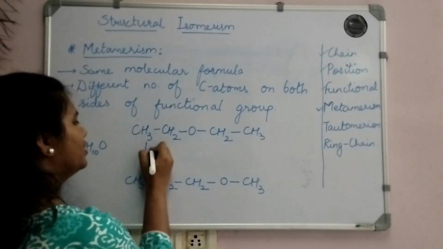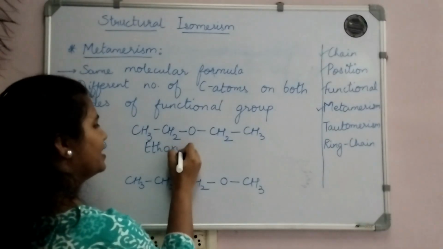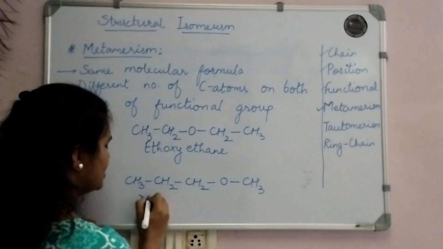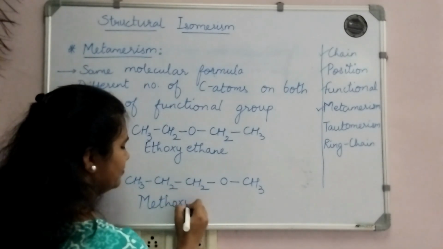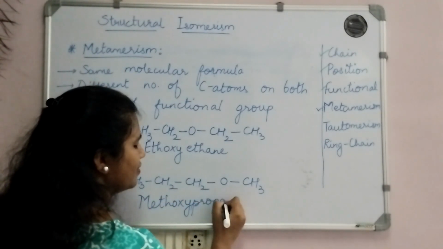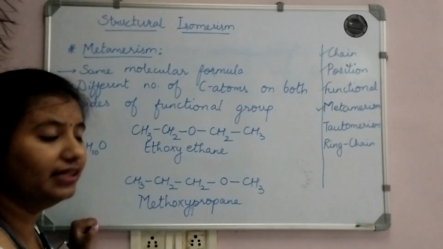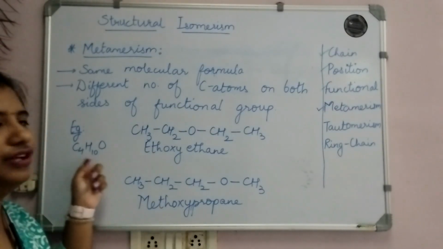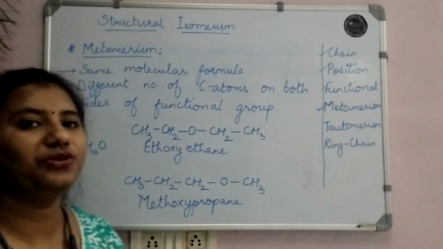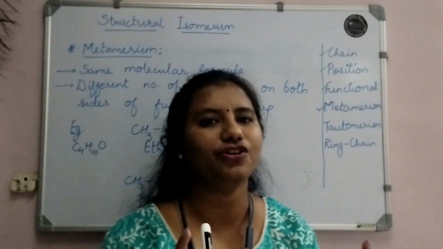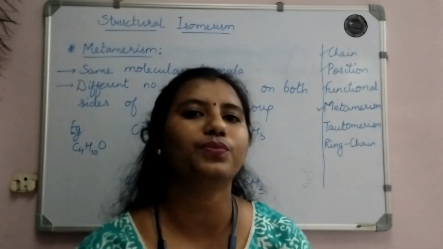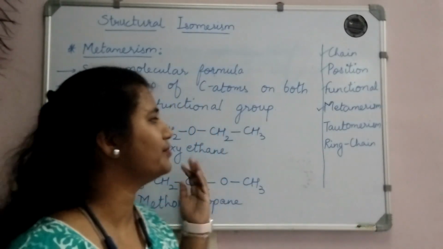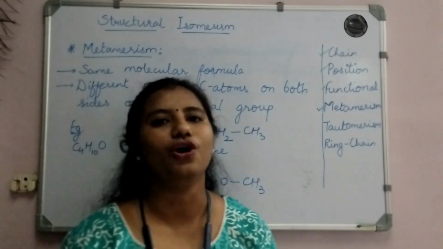Here we have a molecule ethoxyethane, which is a symmetrical ether. And here we have methoxypropane, which is an unsymmetrical ether, but both the compounds show the same molecular formula, that is C4H10O. In such a case, where you have the same functional group, only the length of the carbon atom chain will be different on both sides of the functional group. Such a phenomenon is called metamerism, and these compounds are metamers of each other. Let's go on to the next one.